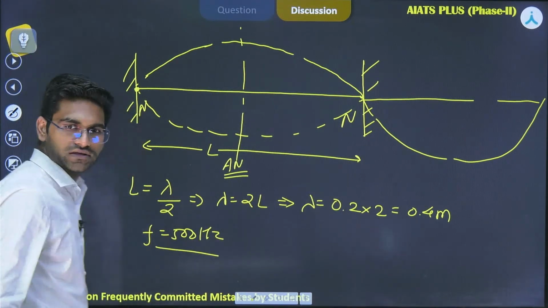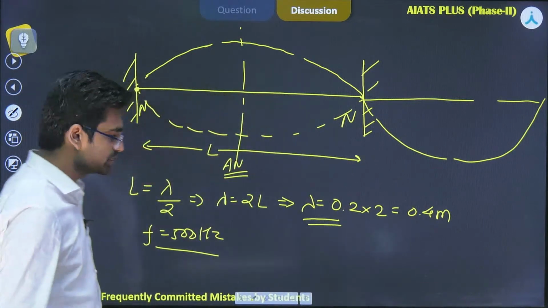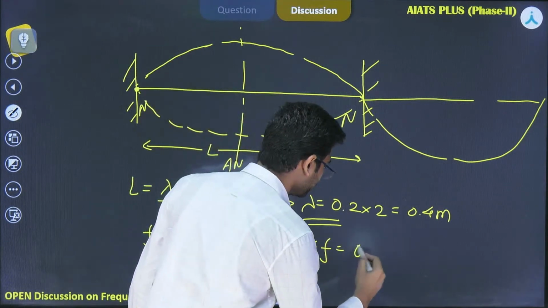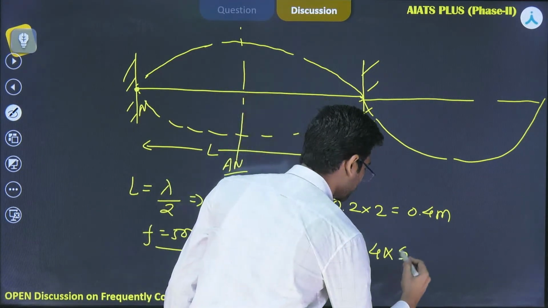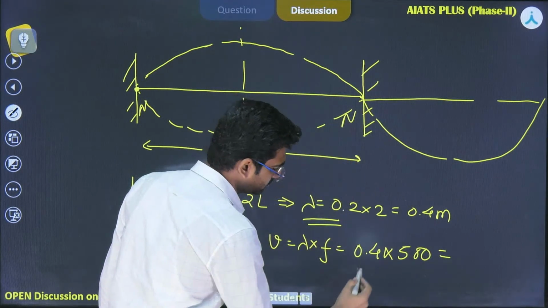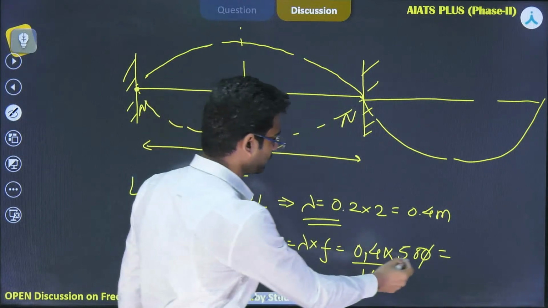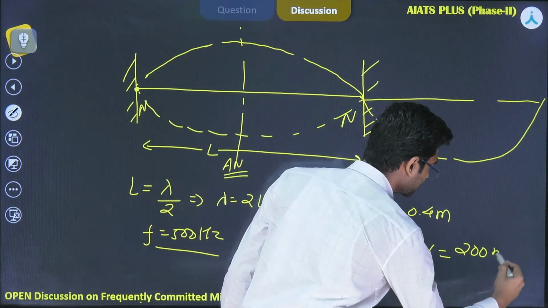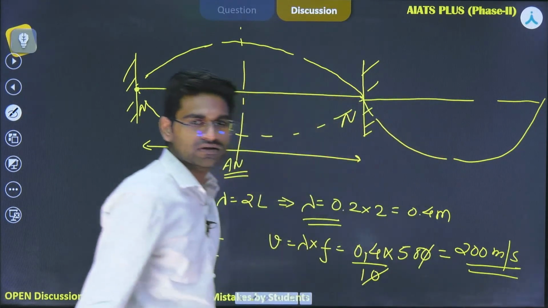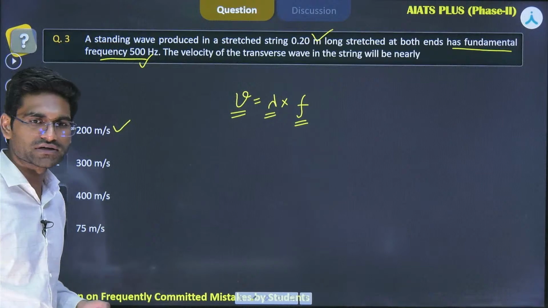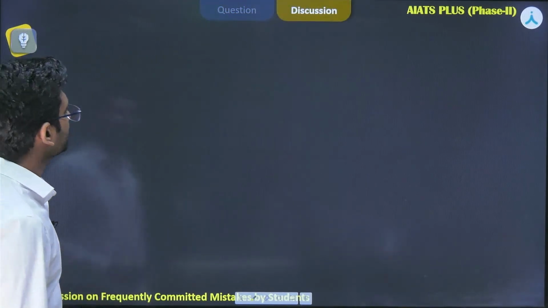Now I know the frequency, I know the wavelength, so the speed of the wave can be easily found with this formula, lambda into F, that is equal to 0.4 into 500, right? This will give me 50 into 4, that is equal to 200 meter per second, right? So Lucky, got the answer now? The answer should be 200 meter per second. The velocity of the transverse wave in the string will be nearly 200 meter per second. Now, let's see some more concepts around it.